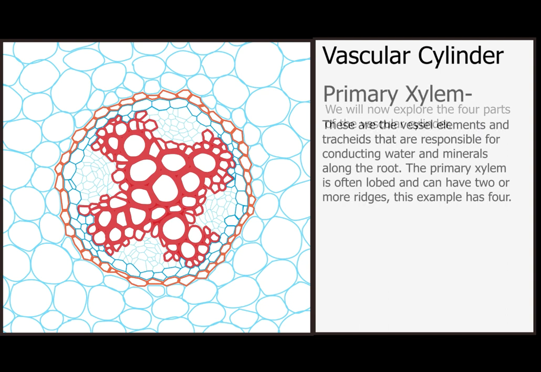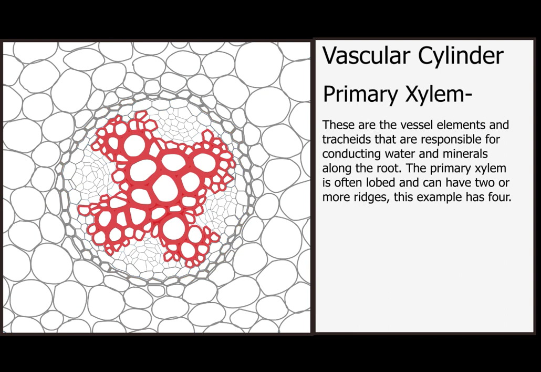Starting with the inside, highlighted in red, this is the primary xylem. These are the vessel elements and tracheids that are responsible for conducting water and minerals along the root. The primary xylem is often lobed and can have 2 or more ridges. This example has 4 ridges.